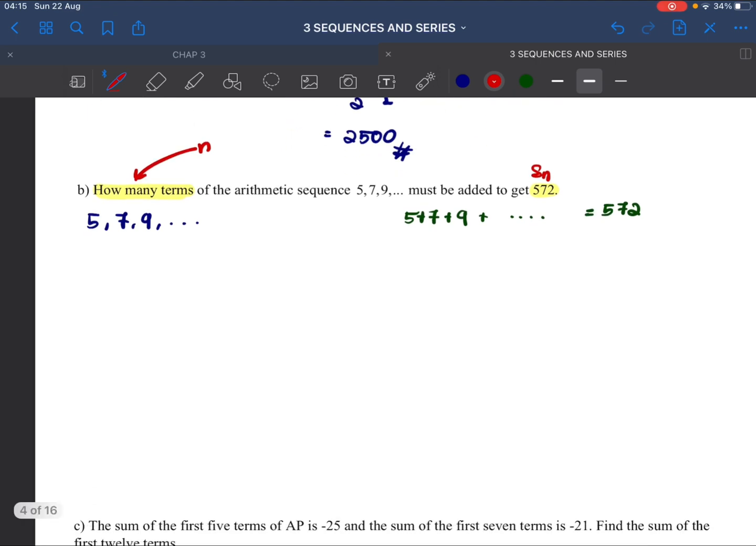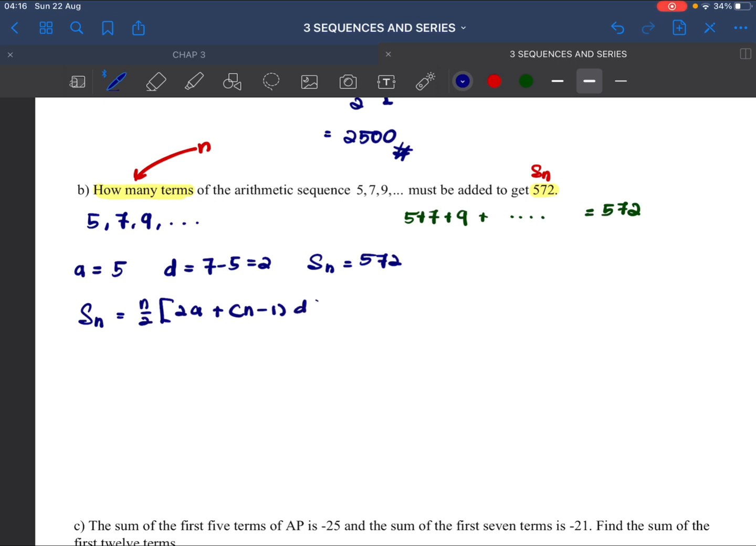Apa-apa pun, first thing first, we have to take out our a and d first. So we know that our a is 5, d is 7 minus 5, which equals 2, and we know that our Sn equals 572. Okay, so general formula for Sn: Sn equals n over 2, 2a plus n minus 1 d. Okay, so kita bubuh semua apa yang kita ada. Obviously kita tak ada n because we want to find n. So we have our a, 5. Okay, we don't have n minus 1.